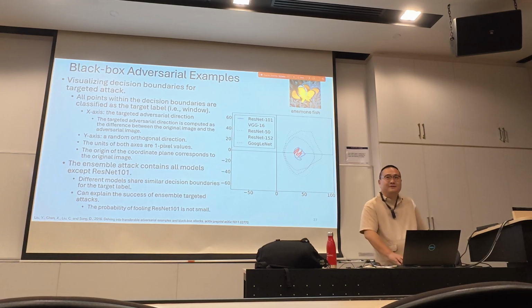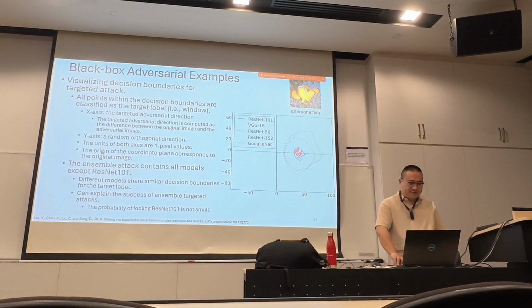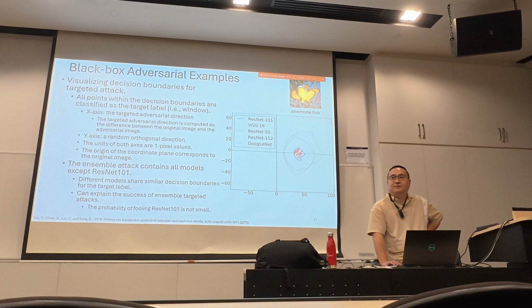Any questions about this? So in this way, we explain the mechanisms of the ensemble attack. After we visualize the decision space, we can explain why it can succeed.